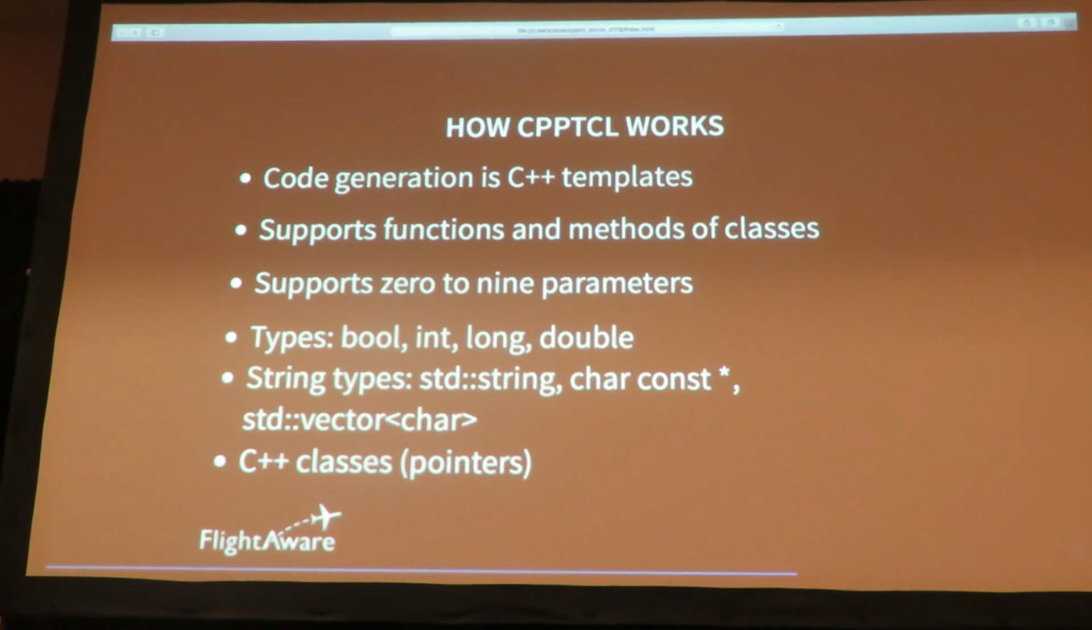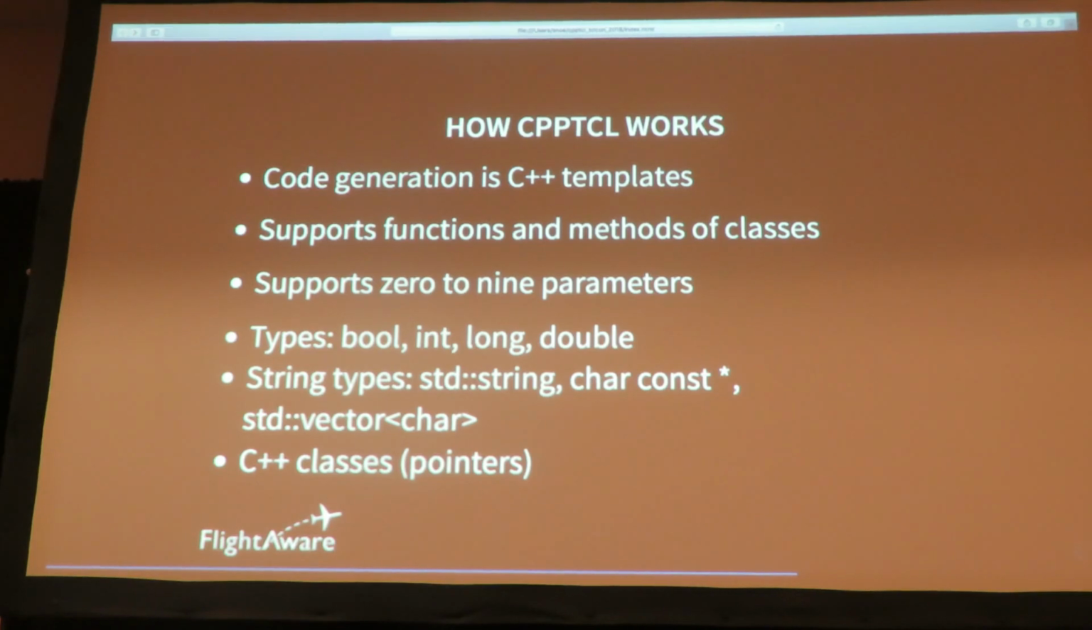So it understands bool, int, long, double. So of course, if you use float, it's going to get upcast to a double. std::string, char const star, and std::vector of char, which is a little strange. If someone was actually doing std::vector of char, I would be like, let's make sure you really want to be doing this, because you might have a lot of copies.